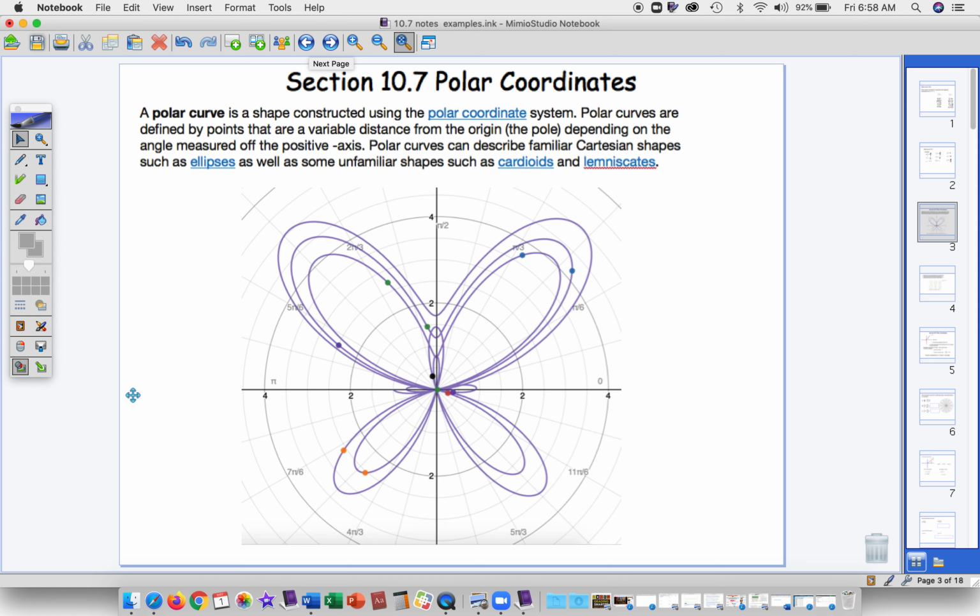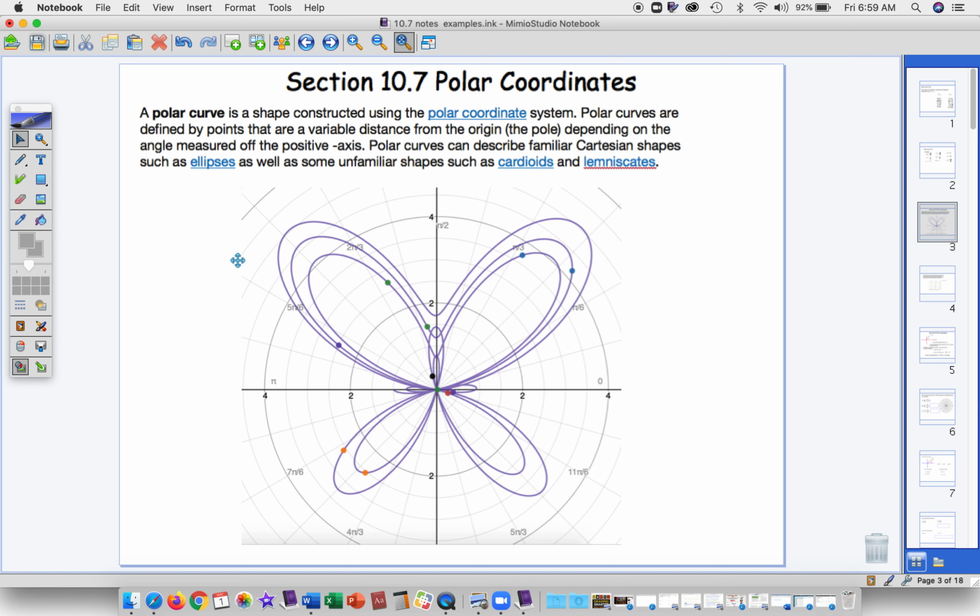10.7 on polar coordinates. A polar curve is a shape constructed using the polar coordinate system. Polar curves are defined by points that are a variable distance from the origin, which we call the pole, that would be the center here, depending on the angle measured off the positive axis. This is called the polar axis. So this is a polar grid made up of concentric circles, and this is what we'll be plotting our points on.